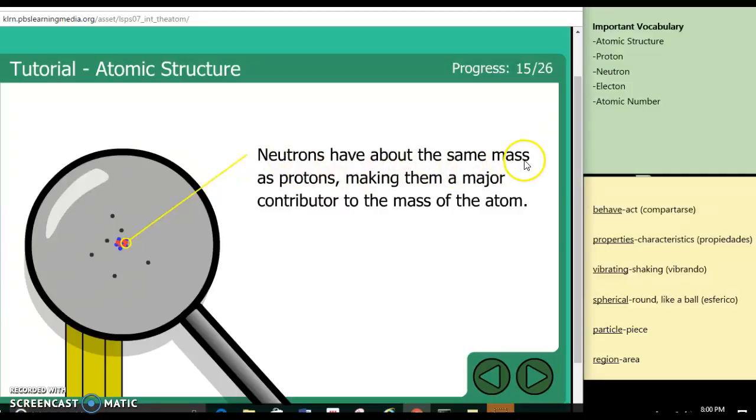Neutrons have about the same mass as protons, making them a major contributor to the mass of the atom. So neutrons, same mass as protons, 1 AMU. Neutrons and protons are equal.